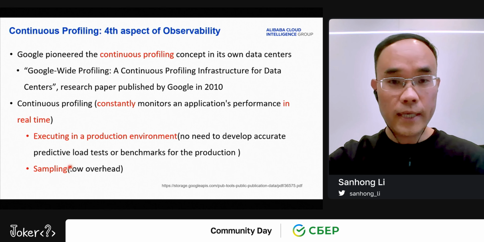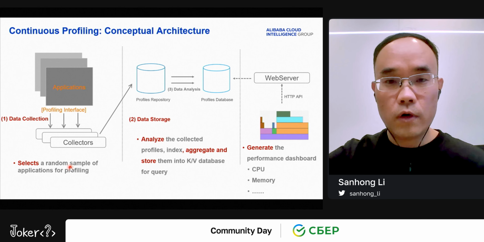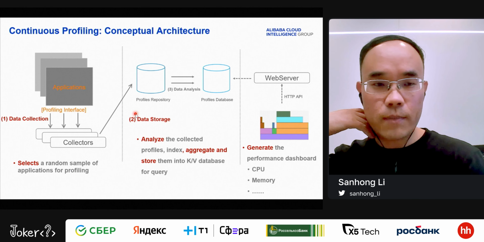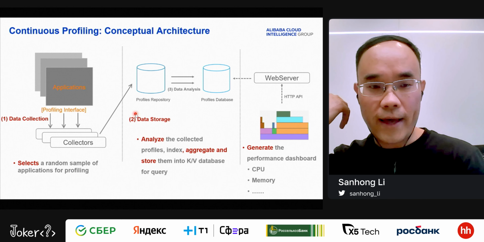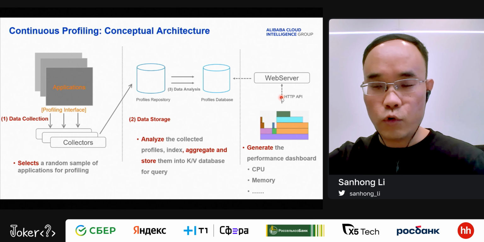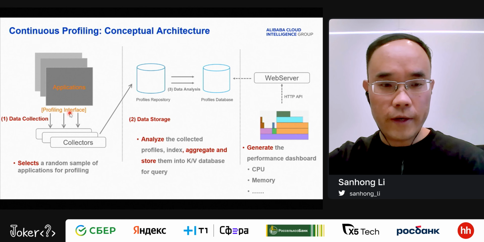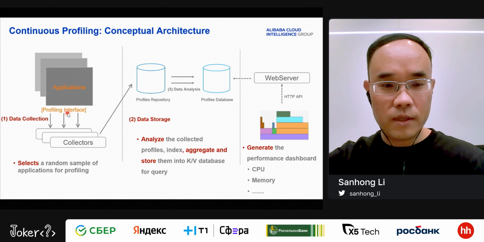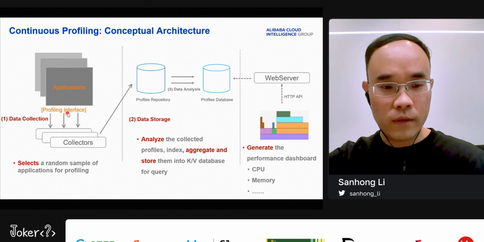Okay, let's move on to the conceptual architecture of continuous profiling. Based on our experience, this slide shows how we can implement continuous profiling. There are three major parts from left to right. The first part is in your data center. Maybe you run millions of applications in your data center. Generally, these applications provide some profiling interface. For example, for Java, you can use JFR or JVM or some MXBean. All of these are profiling interfaces. In this first step, we need to implement some collectors to do data collection.